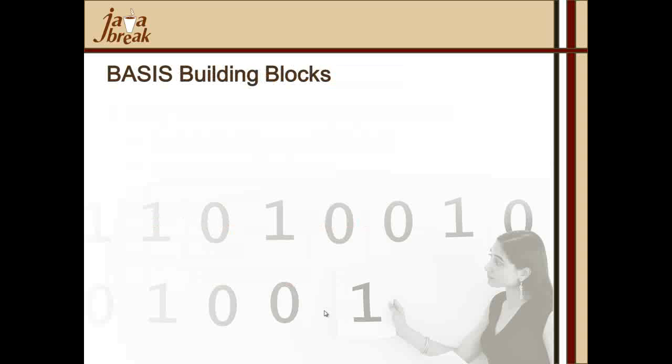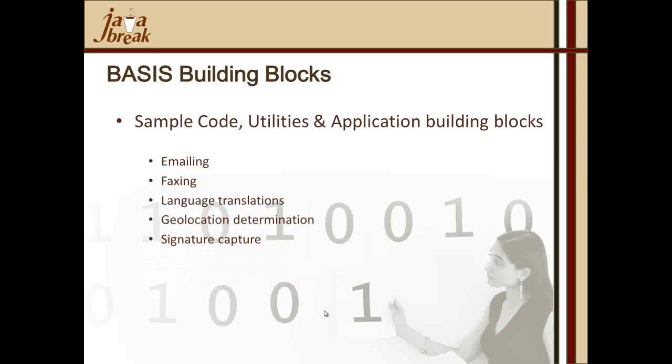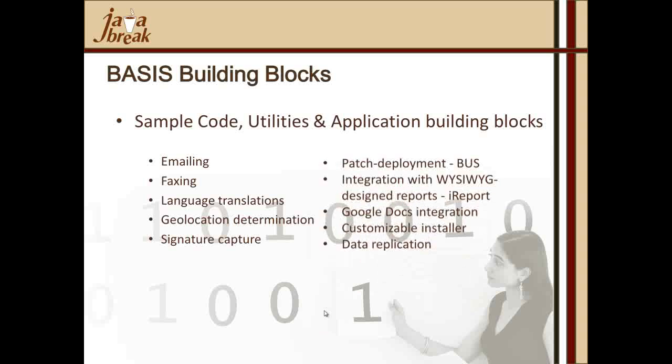Let's talk more about some of those BASIS building blocks. Really a good example of what's in it for you in the latest version of BBJ 11. So we give you sample code, utilities, and application building blocks. So some examples thereof would be emailing, faxing, language translations, geolocation determination, signature capture on mobile devices, patch deployment with our BASIS update service. That's a web-based service. We provide the source code to you for you to use with your patch deployment.